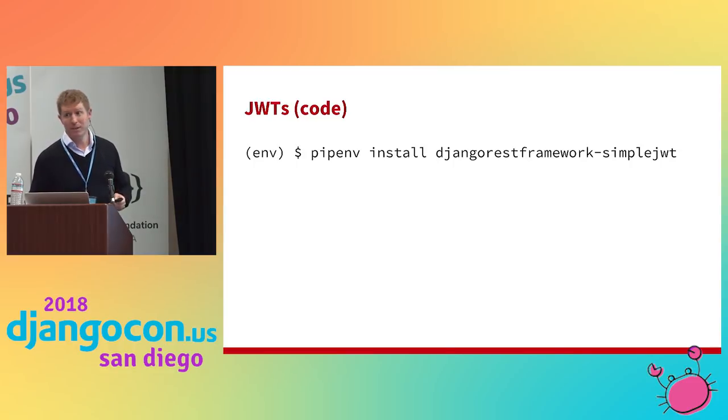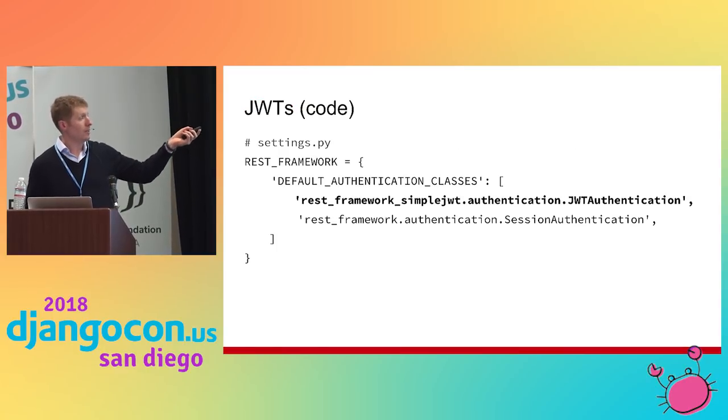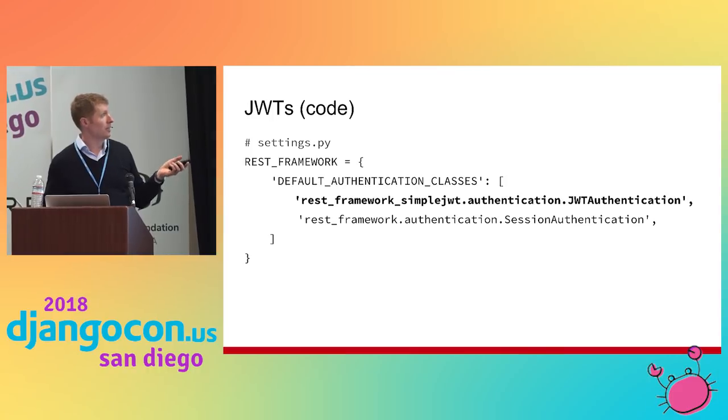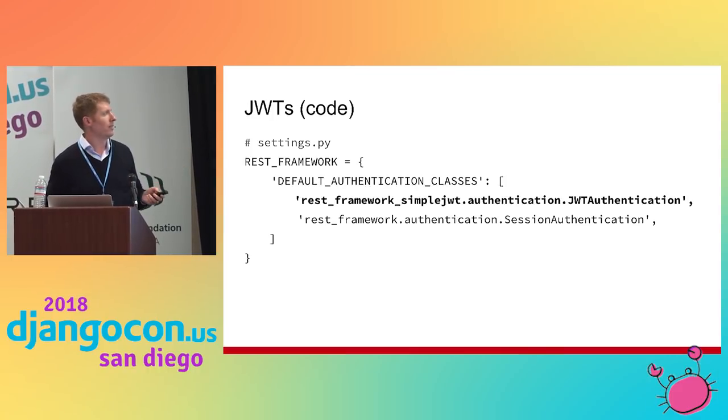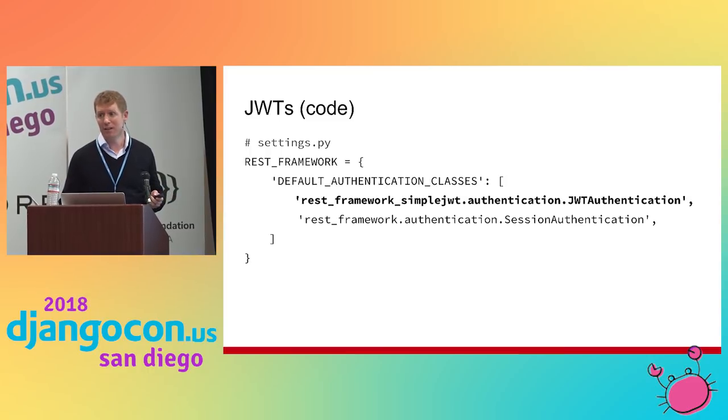All right, so how do we use them? There are two dominant packages, Django REST Framework JWT and Django REST Framework Simple JWT. Simple JWT is a little more up to date, so we're going to use that one today. If you have an existing API, you just add the package, and down here under default authentication classes, you add it in. That's it. Now you've switched over to JWTs. That's pretty nice.